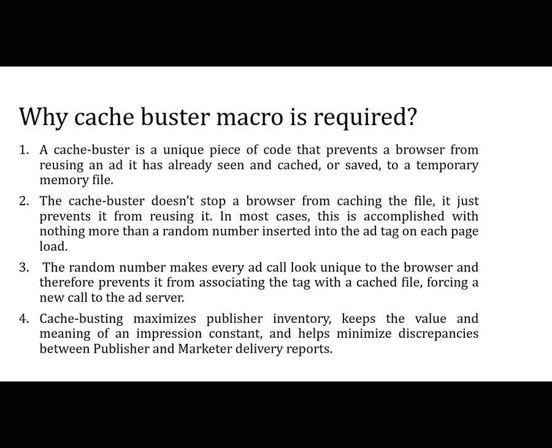In most cases, this is accomplished with nothing more than a random number inserted into the ad tag on each page load. The random number makes every ad call look unique to the browser and therefore prevents it from associating the tag with a cache file, forcing a new call to the ad server. Cache busting maximizes the publisher inventory, keeps the value and meaning of an impression constant, and helps minimize discrepancies between publisher and marketer delivery reports. That's why a cachebuster is important.